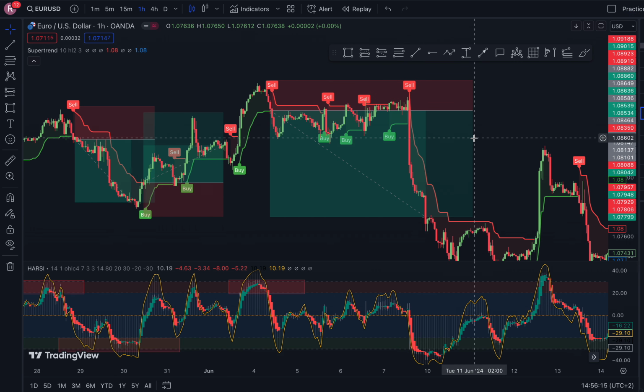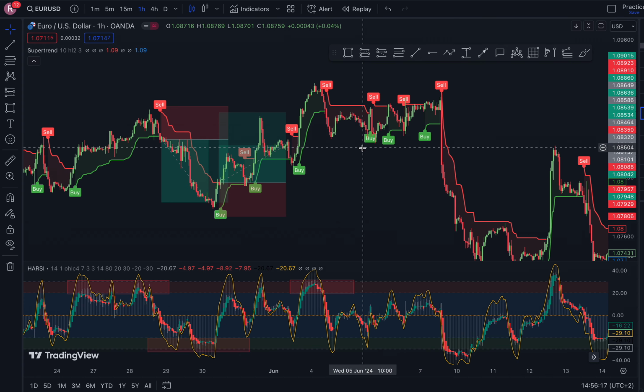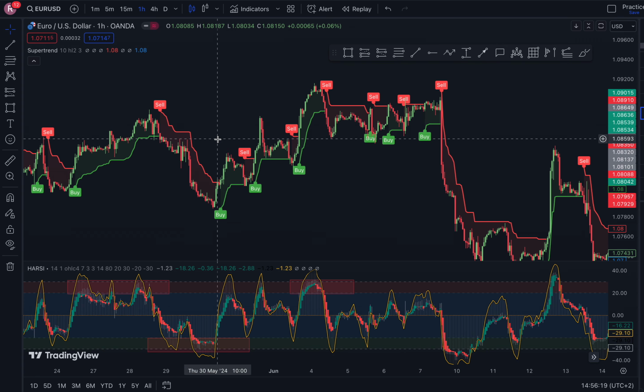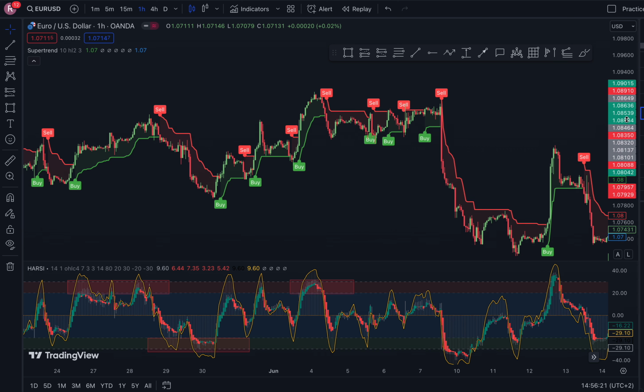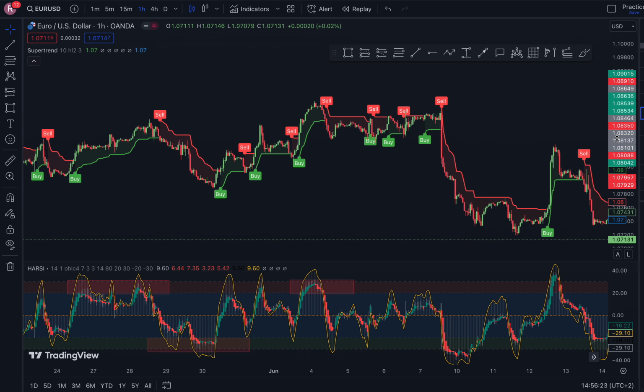As you can see, very simple indicator, easy to use. Try it out on your own. Always backtest before you test all of these strategies. I'm just simply sharing with you guys all my discoveries in this channel.